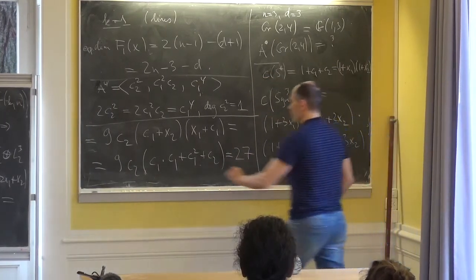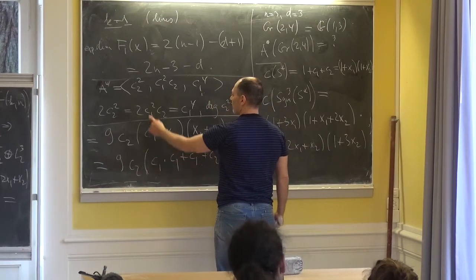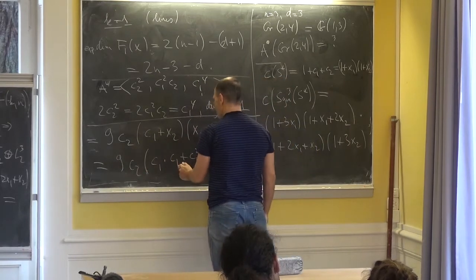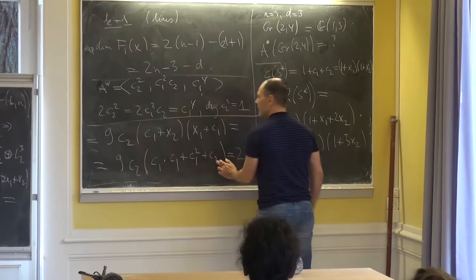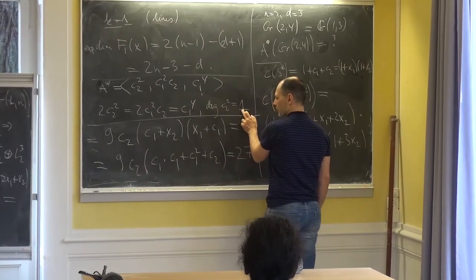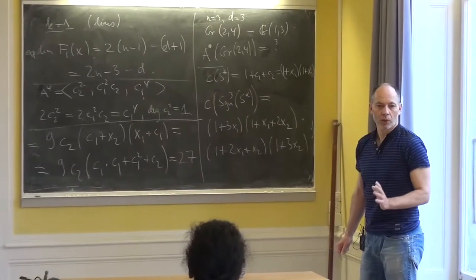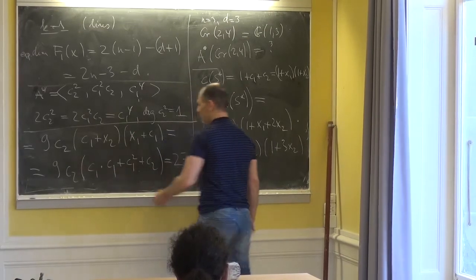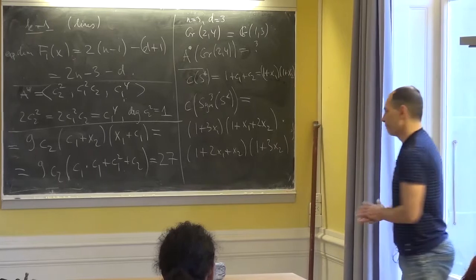Again, for example, one term, 9 times C2 times C1 squared. C2 times C1 squared has degree 1, so that just gives you a 9. Then you have the same thing again, and the last one, 9 times C2 times C2. C2 times C2 has degree 1. So all 3 terms here just give you 1. So 9 times 3 is 27. That's the answer.